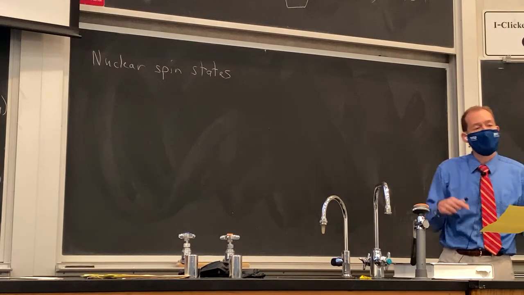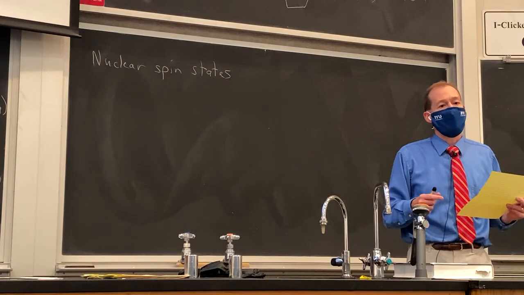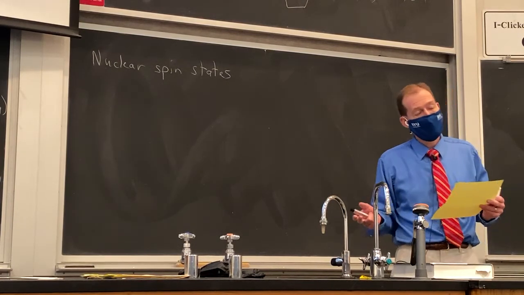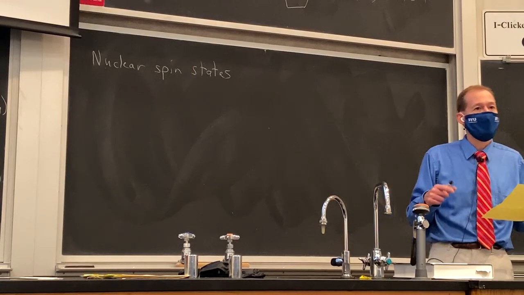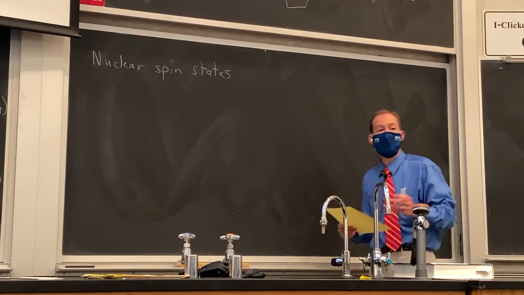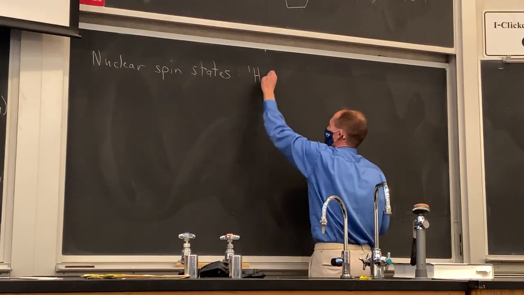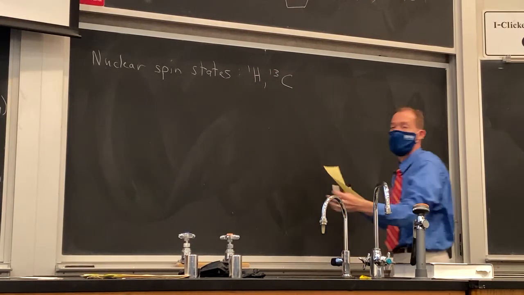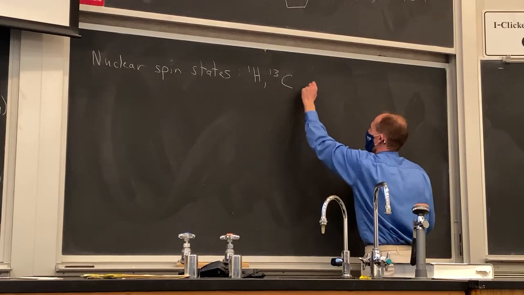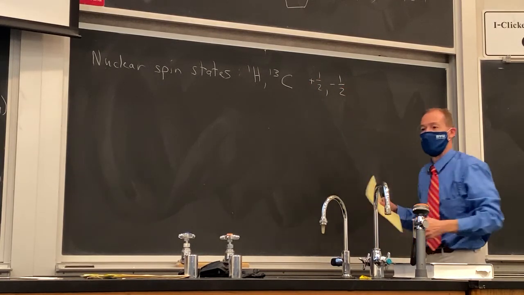Different types of nuclei, meaning different isotopes of atoms, will have different numbers of spin states. To be able to detect a nucleus by NMR, it has to have 2 spin states. 2 and only 2 spin states. It turns out that the proton and the C13 nucleus have 2 spin states. And those 2 spin states are called +1/2 and -1/2.